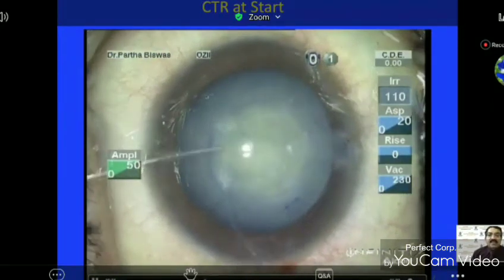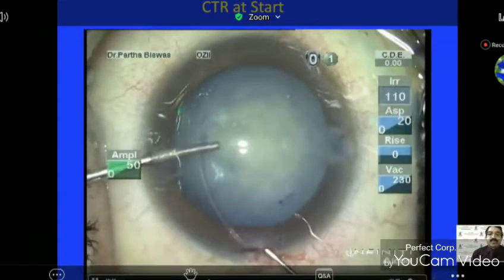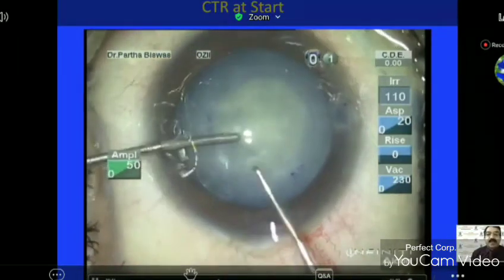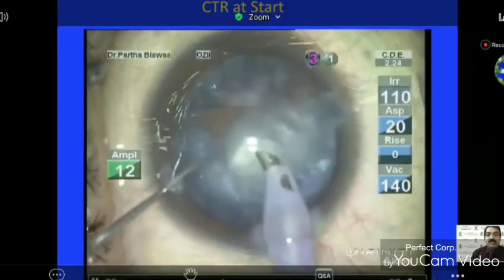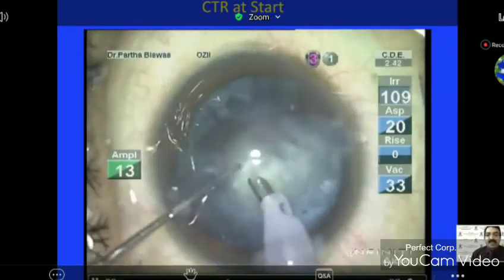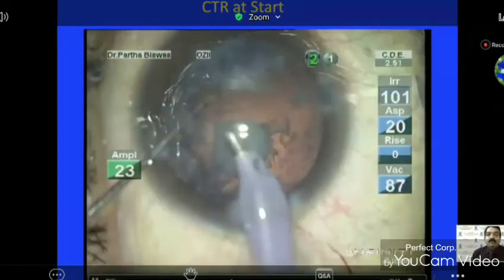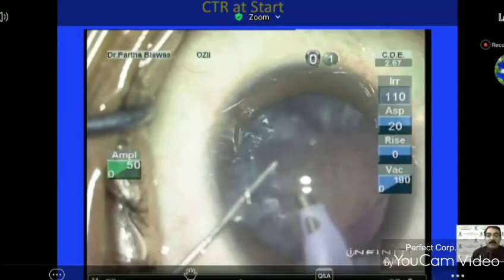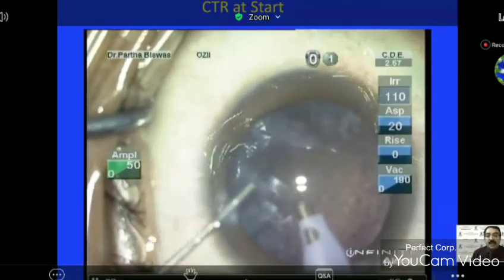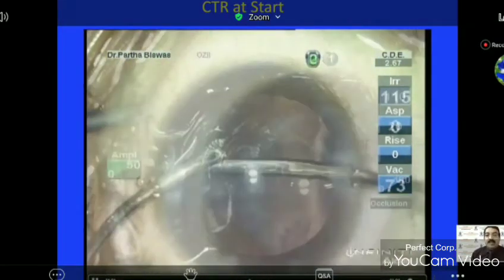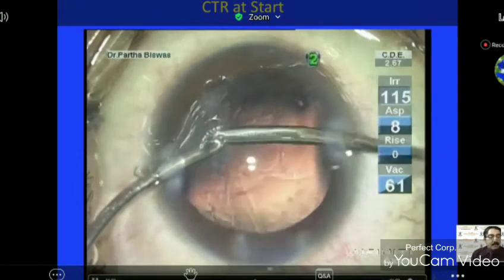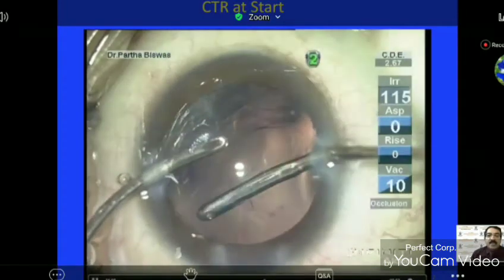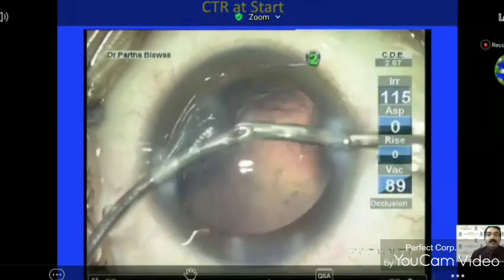Now, in this case, I feel that we need to put a CTR in right at the beginning, knowing the difficulties that might be there as the surgery goes on. So we place the CTR in, and then take out the fluffy cortical matter, which is more difficult. It's a very soft nucleus, but remember every time that we need to inject the viscoelastic in the bag before taking out the side port.